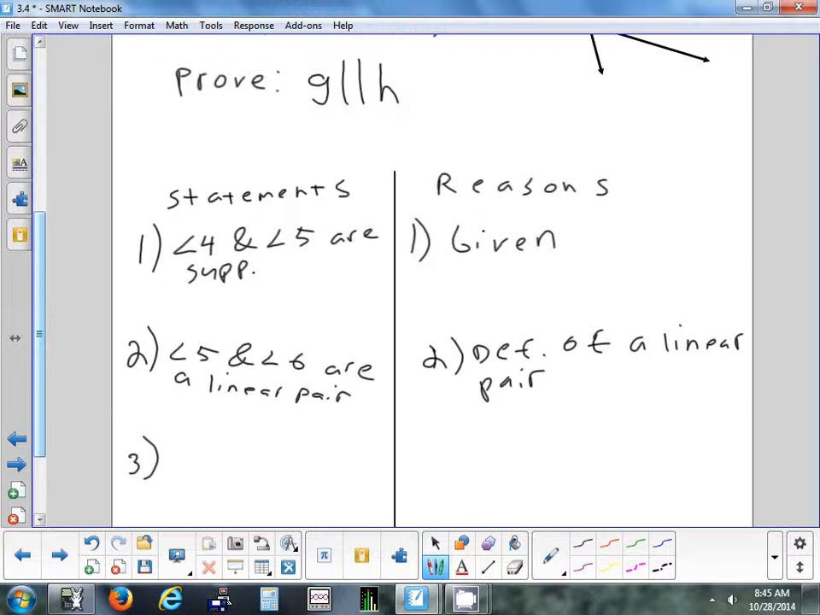Yep. The measure of angle 5 plus the measure of angle 6 equals 180. All right, so yes, angle 5 and 6 are supplementary. What's your reason for that? Linear pair postulate. Very good. I'm glad you corrected that. Linear pair postulate, which says if two angles form a linear pair, then they are supplementary.